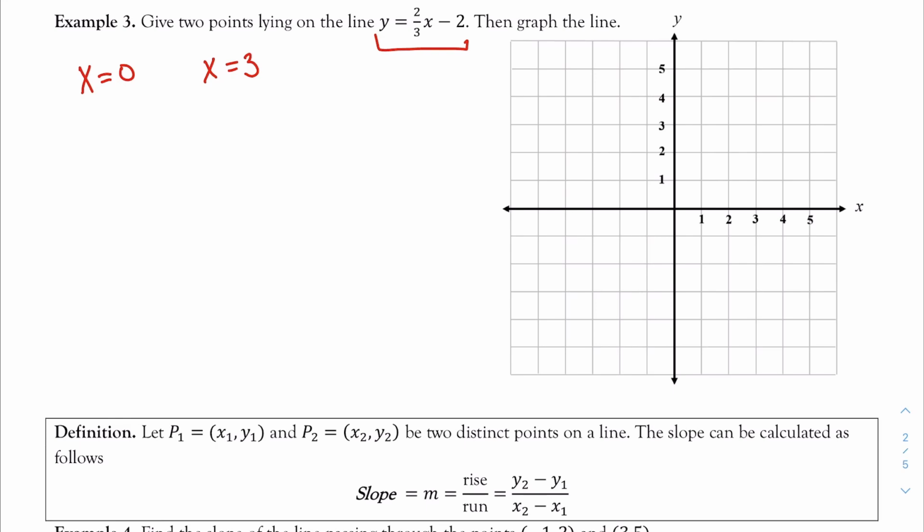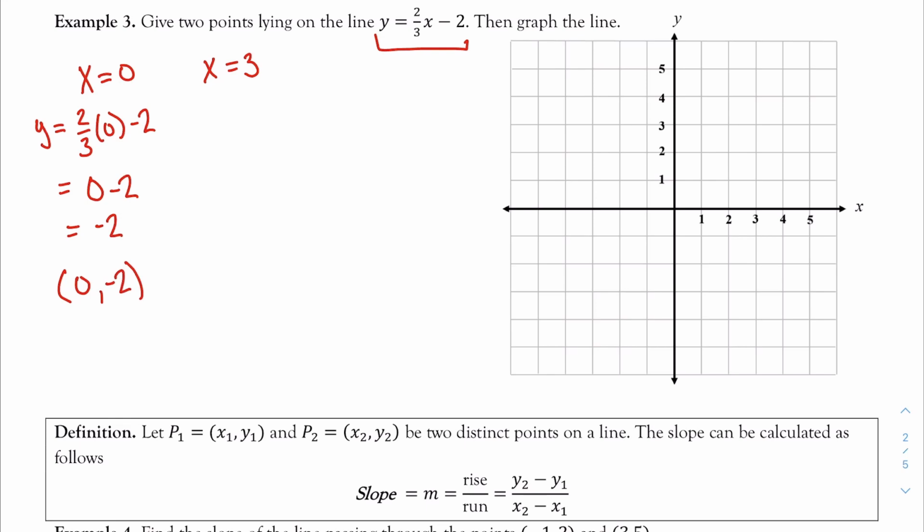Let's see what happens whenever I plug in x is equal to 0. Well, I get that y is 2/3 times 0 minus 2. Well, 2/3 times 0, that's 0 minus 2, giving me y is negative 2. So this told me when x is 0, y is negative 2. Remember that an ordered pair is just my x, comma y. Hence, I can write the point 0, comma negative 2.